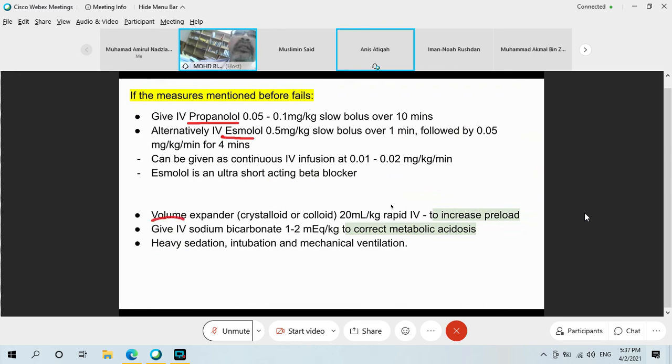And then volume: you give fluid to increase the preload, hoping that more fluid, more volume, pushes more blood to the lung, because dehydration can trigger the hypercyanotic spell. Sodium bicarbonate is to overcome the complications of hypoxia. The patient will become metabolic acidosis, so you correct the metabolic acidosis. You give sedation and intubation in resistant cases that are very difficult to control, so you give sedation or you intubate the patient, so you have better control of the patient.